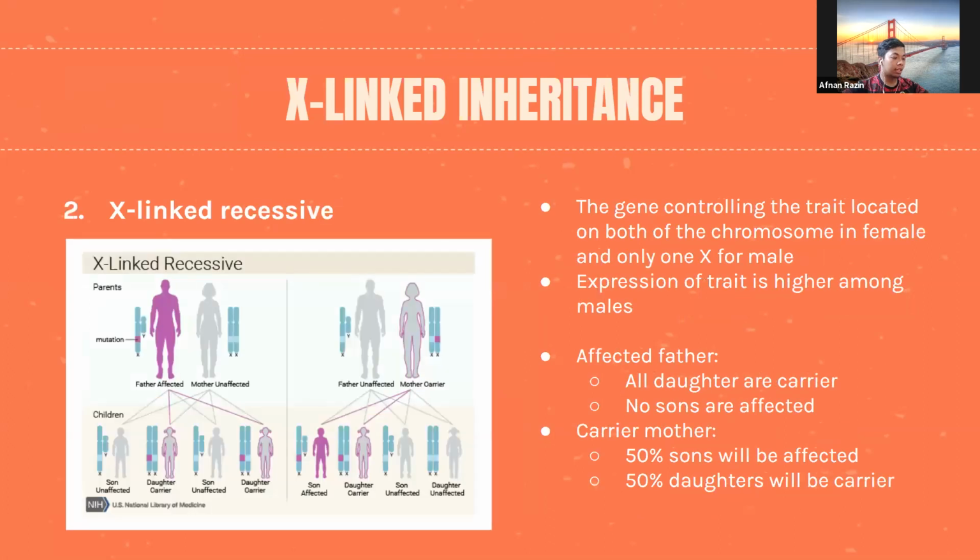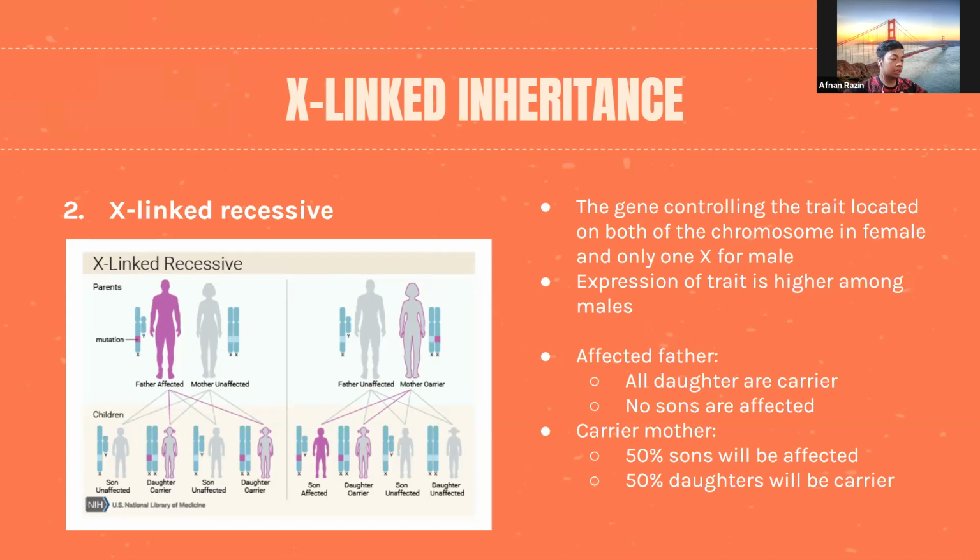Okay, for X-linked recessive, this refers to the gene controlling the trait being located on both X chromosomes in the female and only one X in the male. And the expression of this trait is higher among males because a male has only one X chromosome. But for females, most carriers are generally unaffected. But if the female is affected, she can only present with a mild presentation.